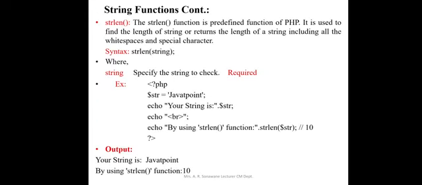Second is strlen. I think everybody is familiar with the strlen function. This function is responsible for counting the number of characters which are present in a string. So the syntax is strlen, in brackets you just pass the actual string whose length you wish to find. As an example, $str is equal to "Java tPoint". We are just displaying the original string, and by using the strlen function we are passing $str as an argument. As a result it will give you output as 10.